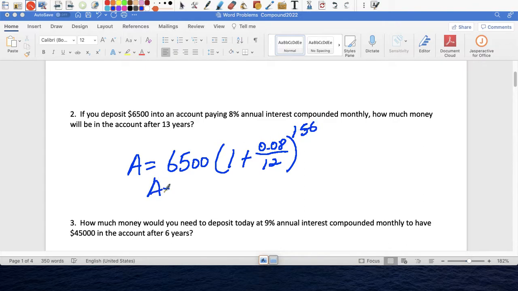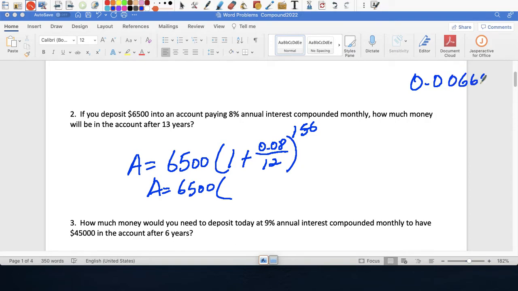Again, inside of parentheses, let's divide first. 0.08 divided by 12, not divided by 2. You're going to get a repeating decimal in your calculator. Leave it, and you're going to get a bunch of 6s and a 7 at the end. To that, we're going to add 1. Your calculator should state this number, 1.00666, and a bunch of 6s, and then the last 7. And then we're going to raise it to the 156 power.